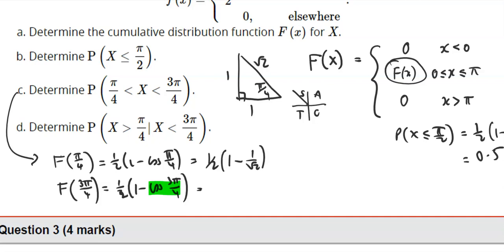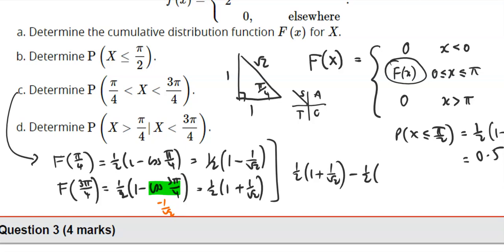Did I? Okay. So that value is minus 1 on root 2. It's the same ratio, it's just negative because it's in that quadrant. So this is going to be 1/2, 1 plus, exactly, 1 minus a negative is 1 plus, 1 on root 2. Okay, so then we have to subtract them. So it's going to be, I'm running out of space, that's why I'm taking this time. So it's going to be 1/2, 1 plus 1 on root 2, minus 1/2, 1 minus 1 on root 2.